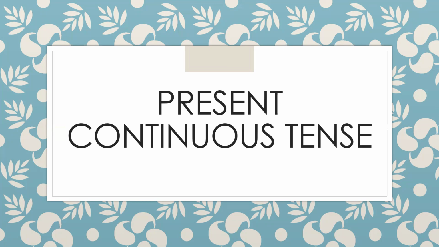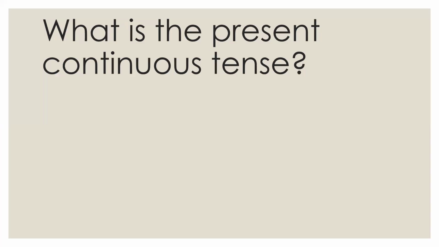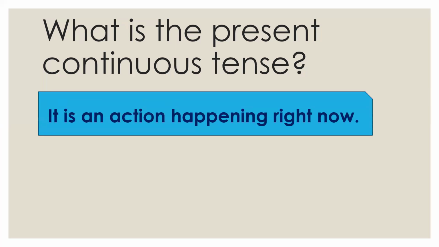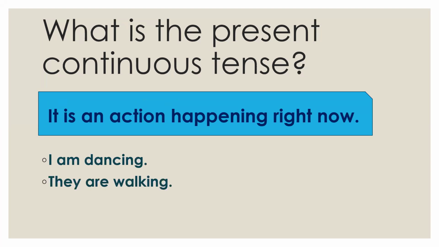This time we'll do the present continuous tense. Are you ready? What is the present continuous tense? It is an action happening right now. For example, you can say, I am dancing. They are walking. He is sleeping.